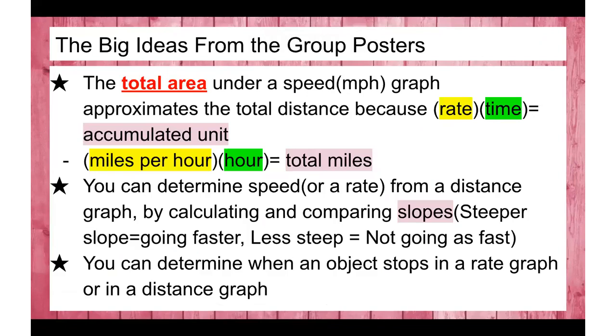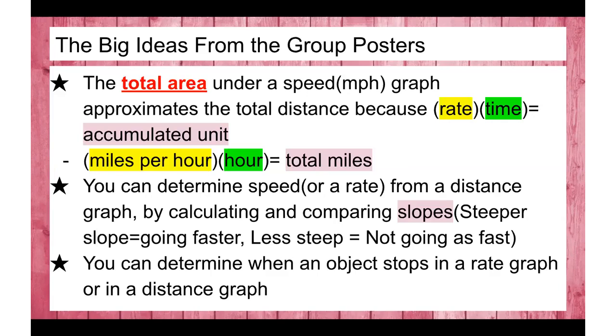But just a few reminders, and we did write this down in our notes, but remember the total area under a speed graph or any rate graph approximates total distance because we know that rate times time equals the accumulated unit. For example, it could be meters per second times seconds equals total meters, or miles per hour times hours equals total miles. Rate times time gives you the accumulated unit. It's a big idea. And a lot of you applied that big idea in this group activity because you were doing that multiplication. You can determine the speed or rate from a distance graph by looking at the slope.